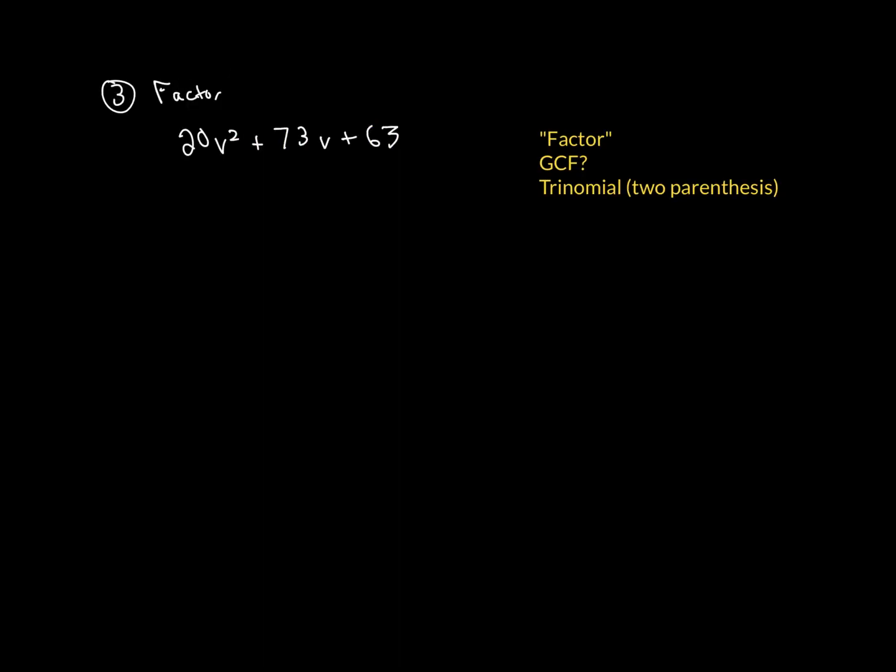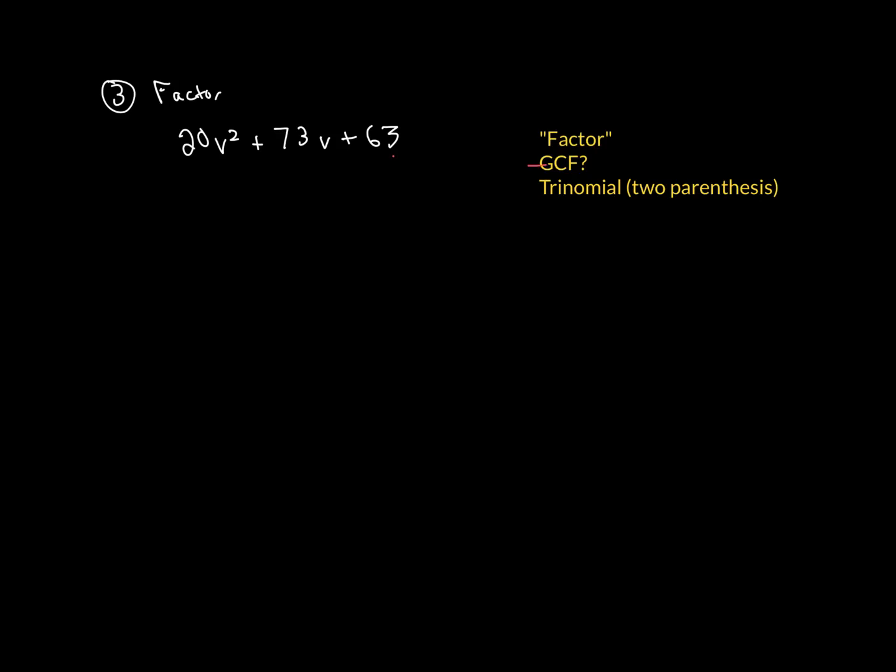Third example, we've got 20V squared plus 73V plus 63. And we're asked to factor again. So we'll check to see if there's a greatest common factor. Can't take V out of everything this time. No V in the 63 there. And as far as the numbers go, 20, 73, and 63, you could try a few different things, but it doesn't look like anything's going to come out of all those.